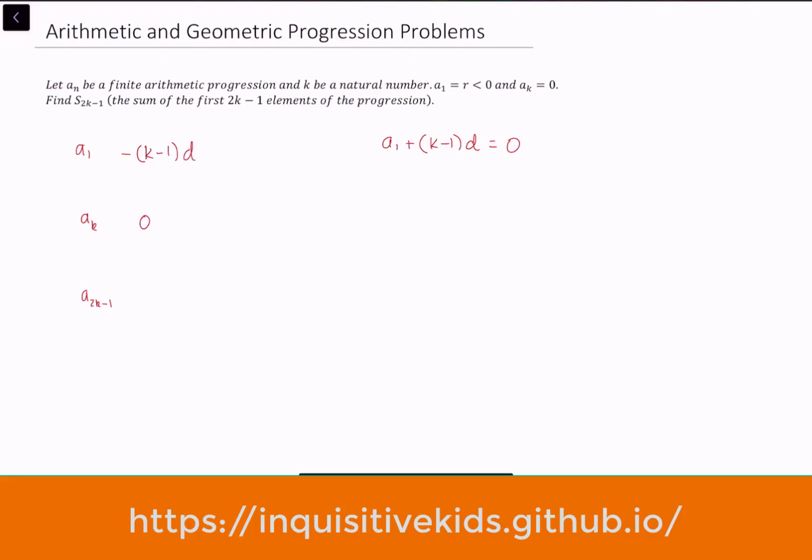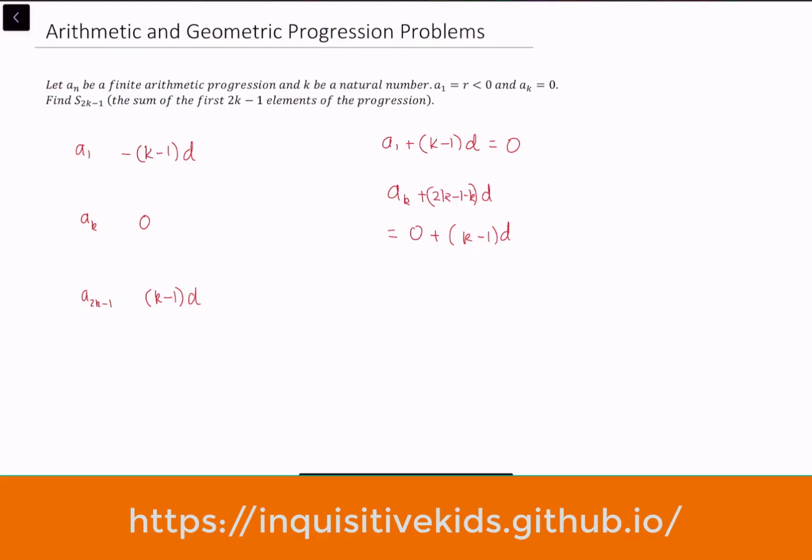Now what about a sub 2k minus 1? Well, you had to start from ak and then add a certain amount of common differences. And in this case, the certain amount would be 2k minus 1 minus k. And this would be equal to 0 plus k minus 1 d. So a sub 2k minus 1 is equal to k minus 1 times the common difference.